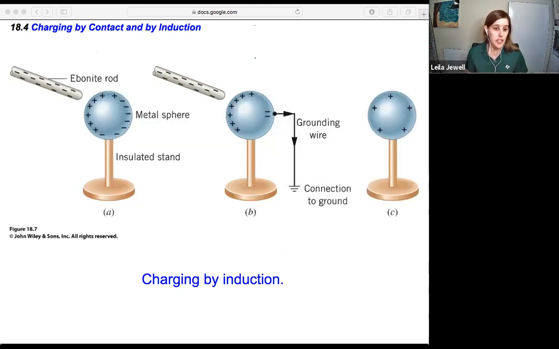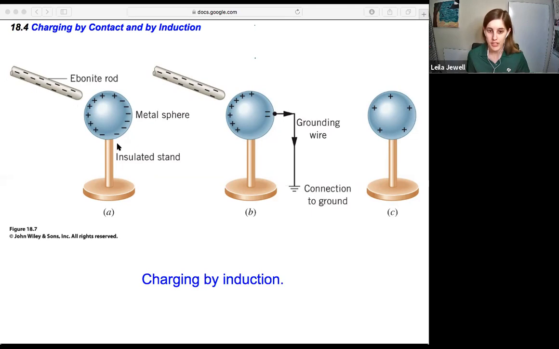So this is one method of charging by contact. Another method is by induction. And this one is a little bit trickier. So we bring the ebonite rod close to the metal sphere, but without touching it. Notice what happens when we bring it close. When we bring the negative charges close to the sphere, it repels the naturally occurring negative charges in the metal sphere to the far side. They don't want to be near that negative charge. And it attracts some of the positive charges, or it leaves a net positive charge, is another way to think of it, since it's the electrons that are moving. So we end up with this charge difference, where the left side is more positive than the right side that is more negative.